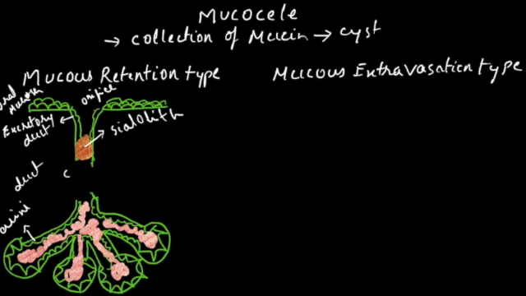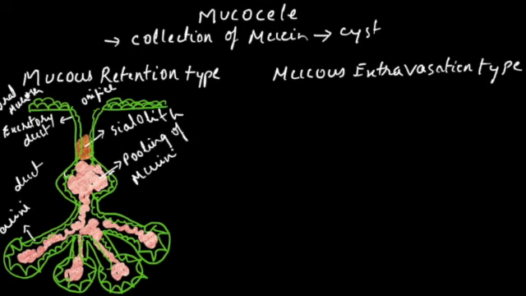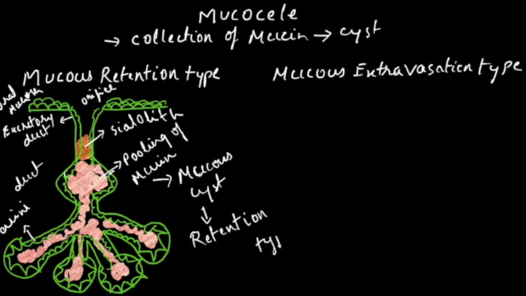Now what happens when the saliva flows in this portion? So what happens is the saliva keeps flowing inside the ductal system and it gets pooled here in the duct because it cannot travel to the orifice, leading to pooling of mucin and distension of the ductal epithelium, leading to the mucus cyst or the mucus retention type of cyst. Okay, this is one type of mucocele.